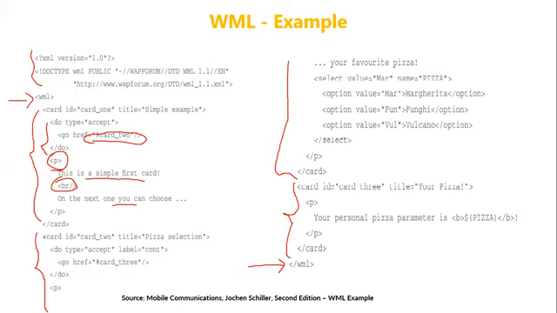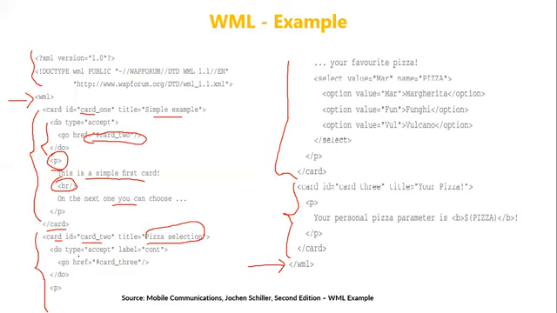Then the next card starts. So this card ends here, and then the next card. The first card ID, you can see, is card1. Its title is sample example, so it will display with the title sample example. The second card ID is card2. Its title is pizza selection, so it will display as pizza selection.